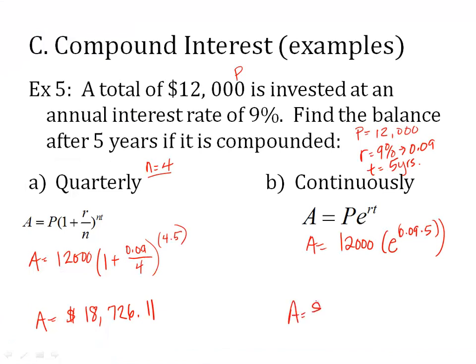So my account balance, having done all that, comes out to $18,819.75. So which is better? Compounded continuously, you're going to make more money than if it is quarterly. Doesn't look significant, but over more than 5 years, it will become more significant.